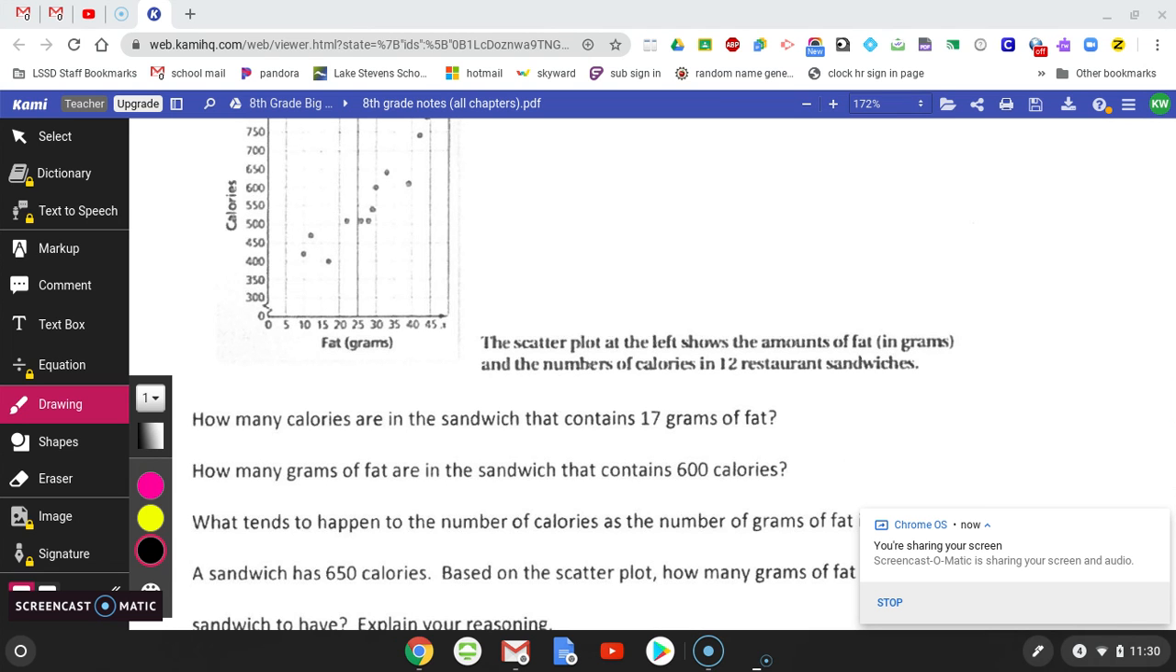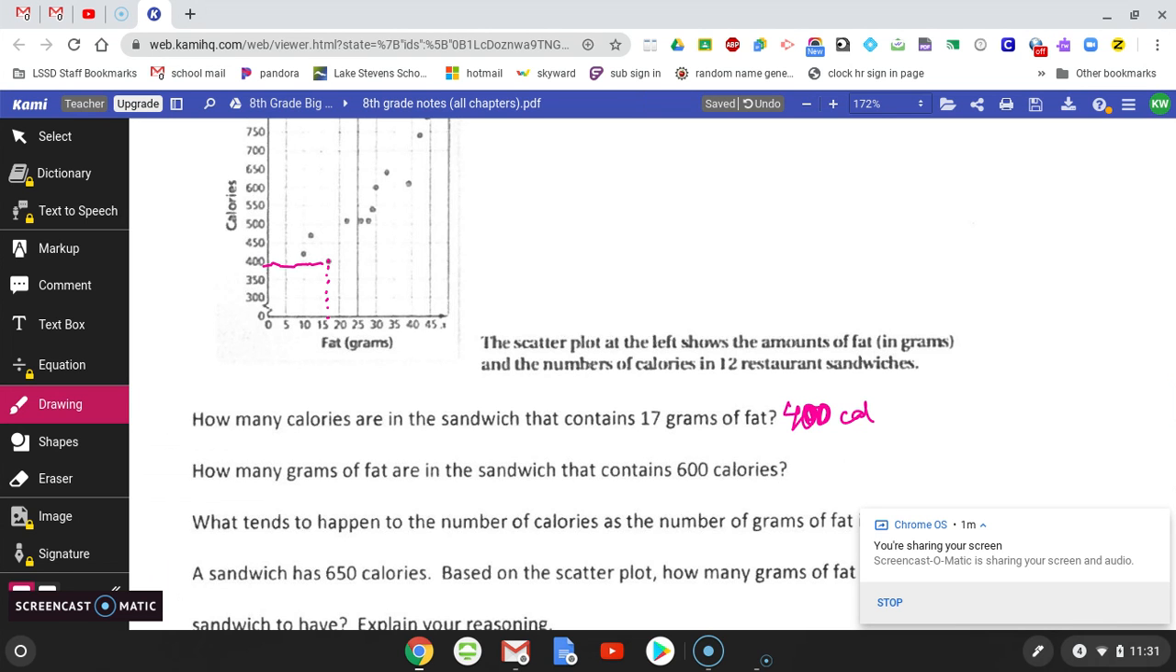So first of all, it says, how many calories are in a sandwich that contains 17 grams of fat? If I'm going to find this answer, I'm going to find where 17 is. It's somewhere between 15 and 20 for grams of fat. And I'm going to trace up until I hit one point. Once I hit that point, then I'm going to trace over to see about how many calories it is, which would be about 400 calories.